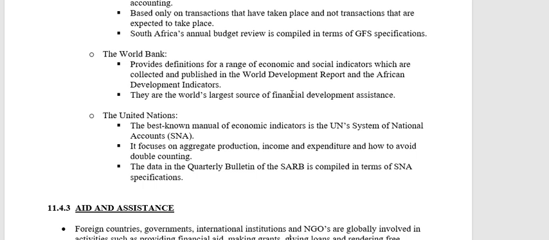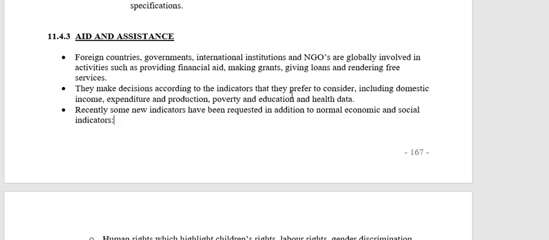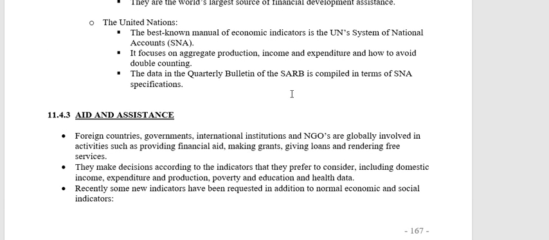All right, and in the United Nations, the best known manual is the System of National Accounts, the SNA, which is the system that we use to compile our national accounts. Remember, we spoke about this in Chapter 1, where we calculate all our aggregate figures, aggregate production, income and expenditure: GDP, GDI, GDE, GNP, GNI, GNE, all of those are our aggregates. And the United Nations prescribes to us how these aggregates should be calculated. All the data in the quarterly bulletin of the Reserve Bank is also compiled in terms of the system of national accounts. All the aggregate calculations are specified by the United Nations.